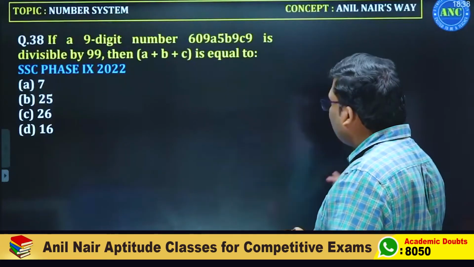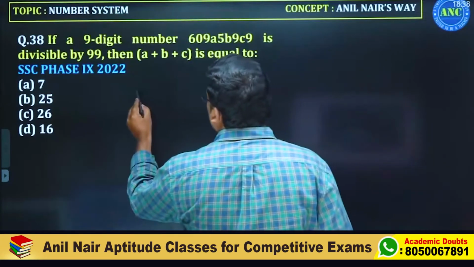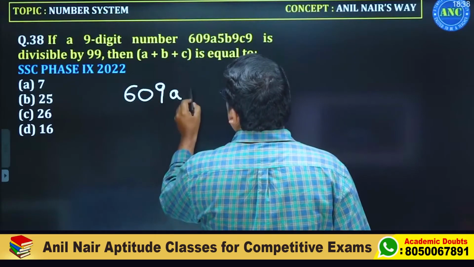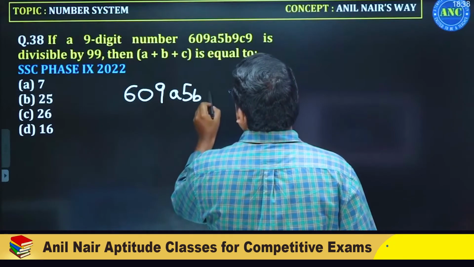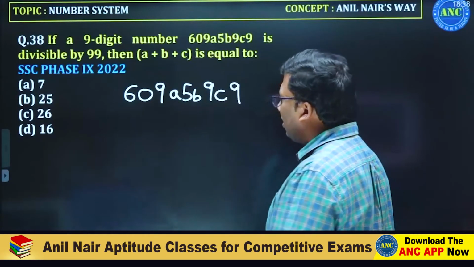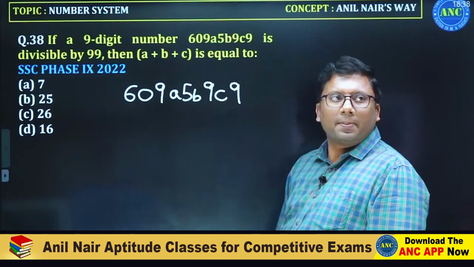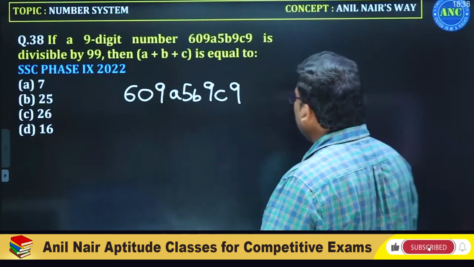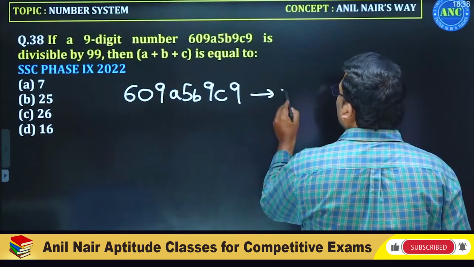38th question. There is a 9-digit number 609A5B9C9, and it is divisible by 99.